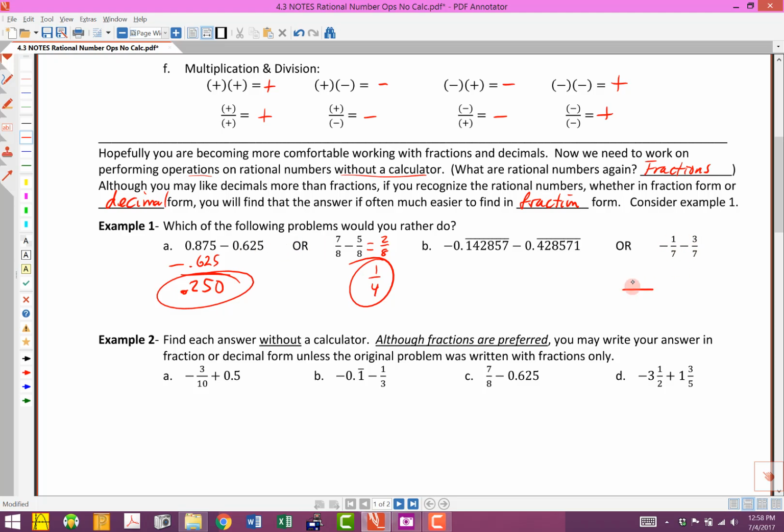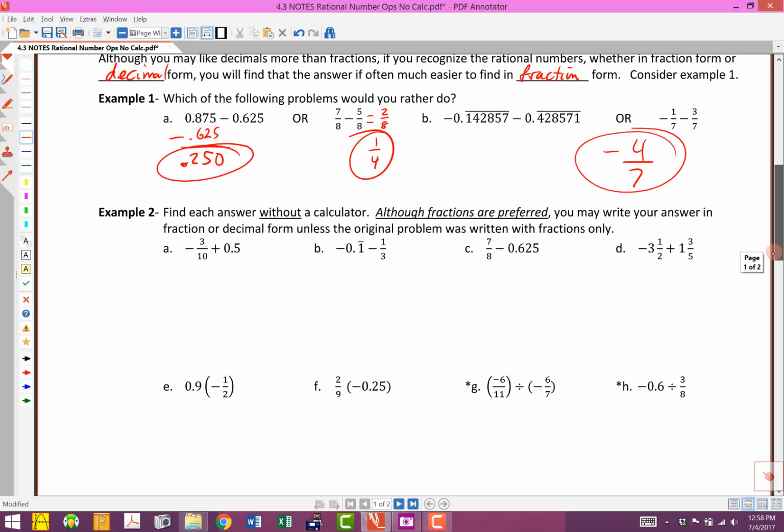Remember, same sign, we're going to find the sum. So they're definitely going to be sevenths. 1 and 3 make 4, and then we keep the same sign. So the answer on that one's negative 4/7. Definitely easier to do in fraction form there.